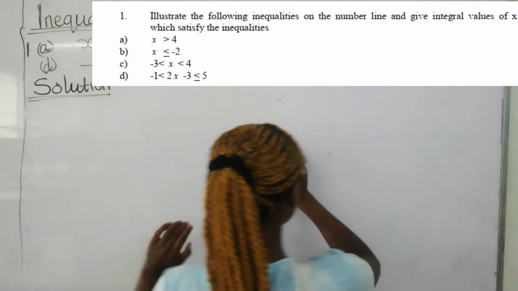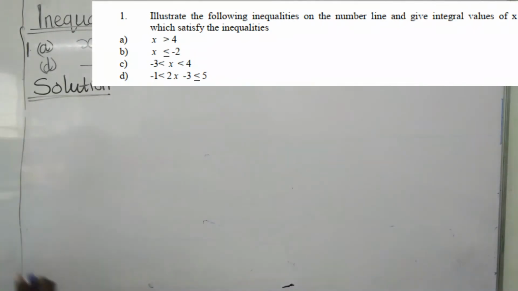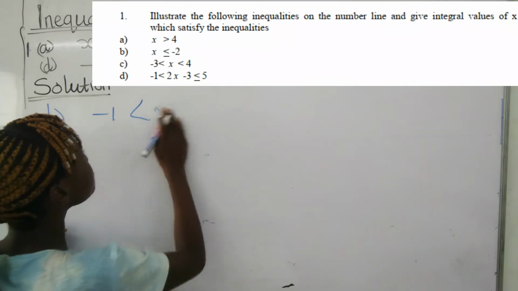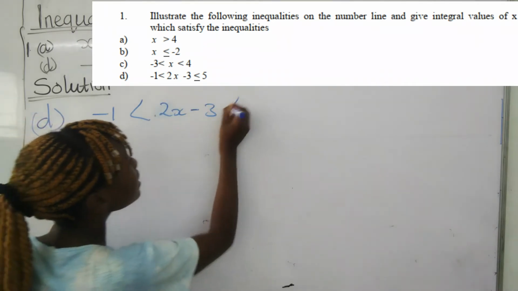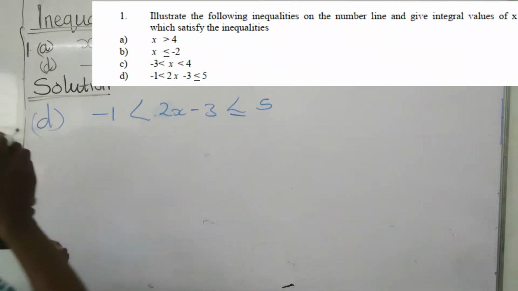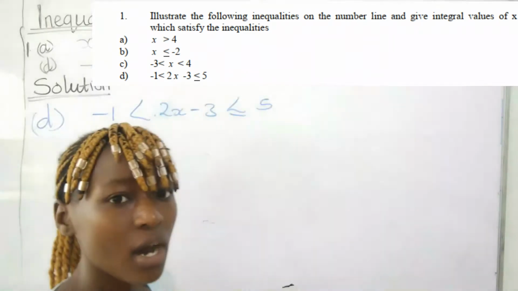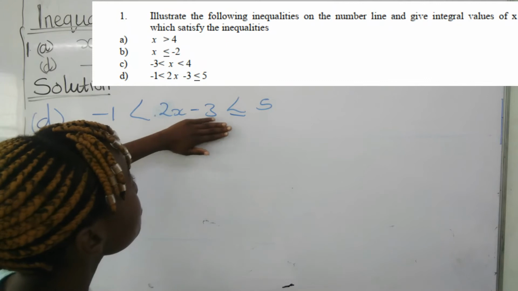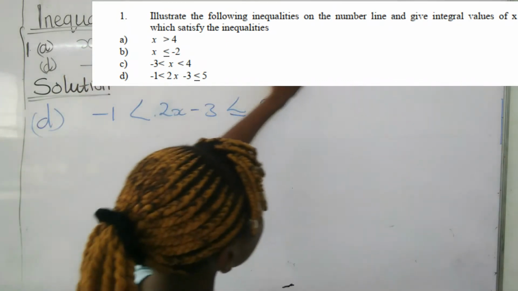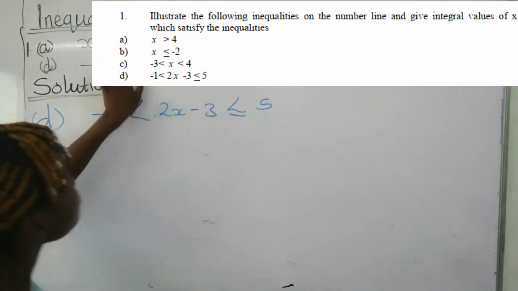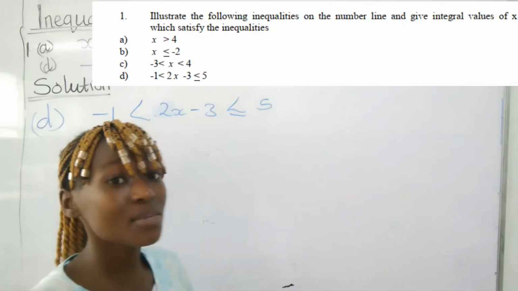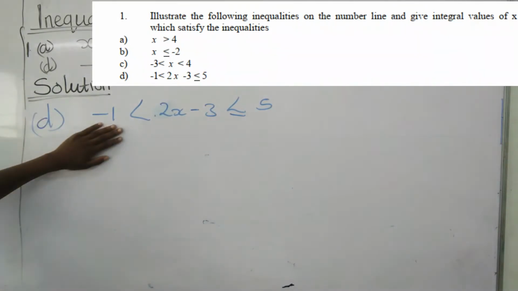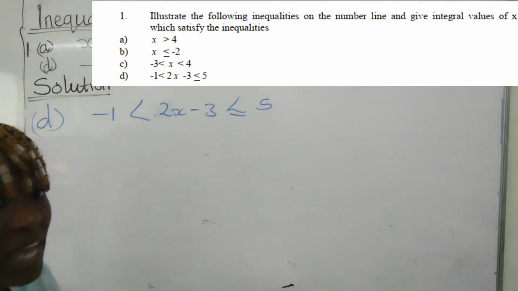This is a pretty simple topic. Minus 1 less than 2x minus 3 less than 5. Okay, now for this type of situation, it's just the same as the other situation, but for now we want to simplify this so that it is in the simplest form, like this one. These ones we were working, A, B and C, were already in their simplest forms, but this one is a bit complex because it's not simplified, so we have to simplify it first.